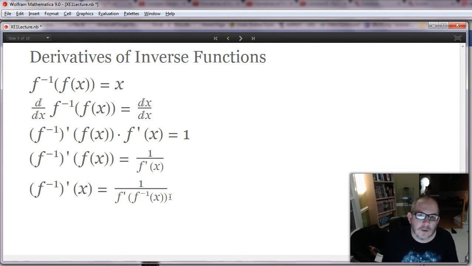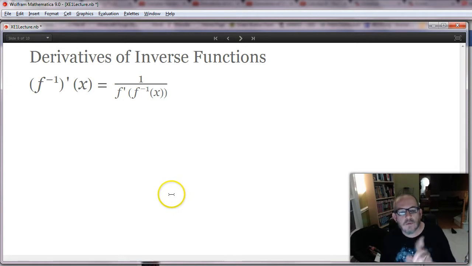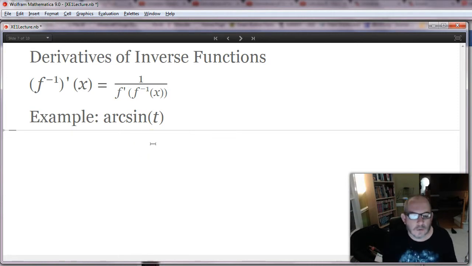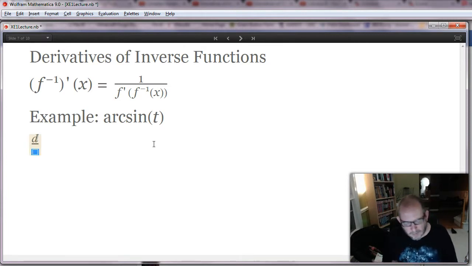Let's take a trig example and see how that works out for us. Okay, so we'll move that up there, and let's take the example of arcsine. Now I'm going to start typing a little, maybe help slow me down a bit. So what I want is the derivative with respect to t, so that we don't get into a rut with x, of arcsine of t.